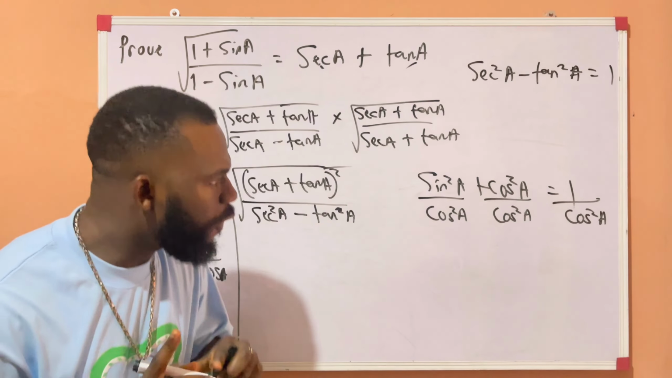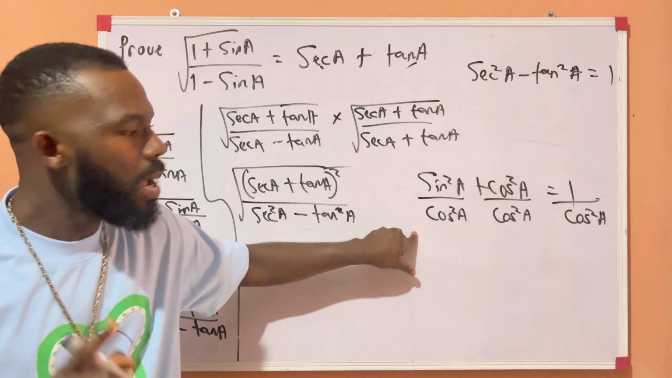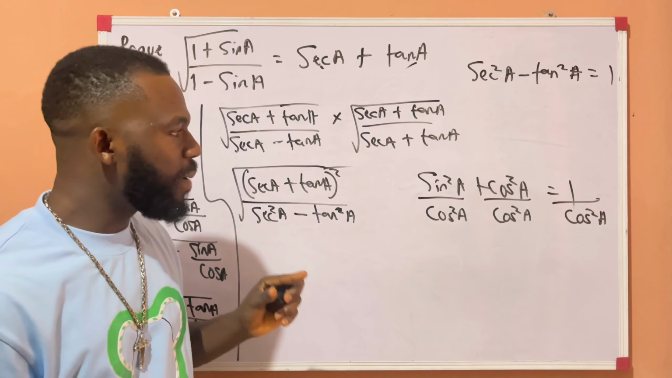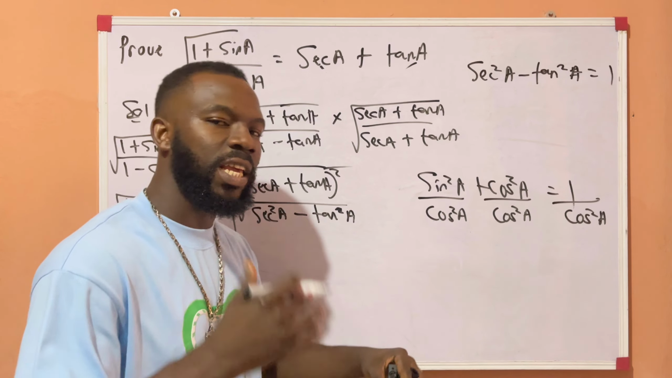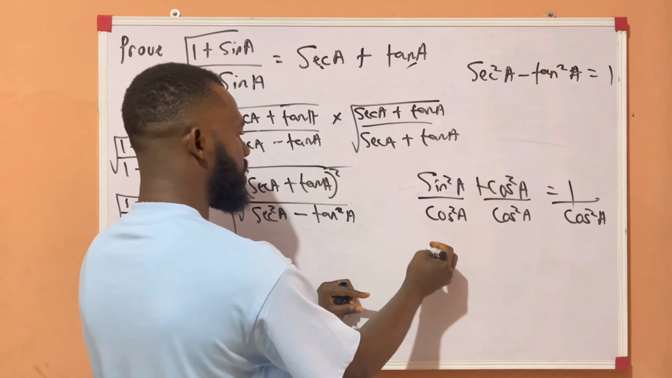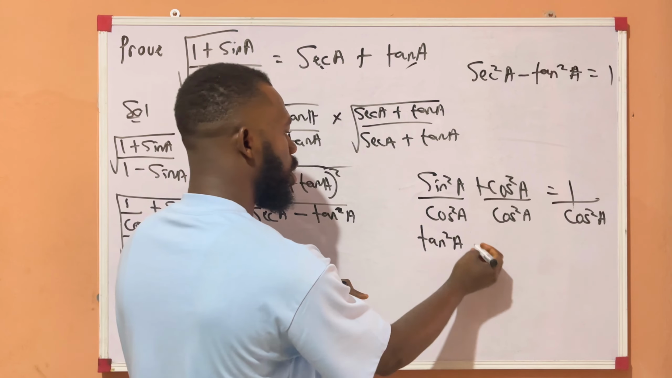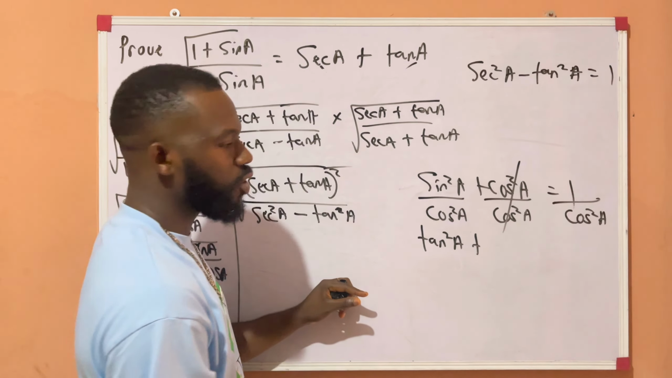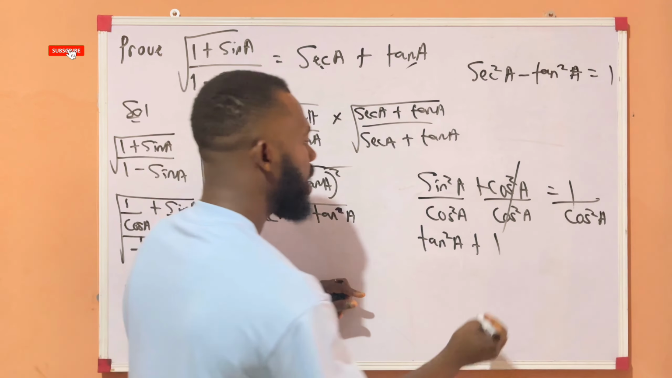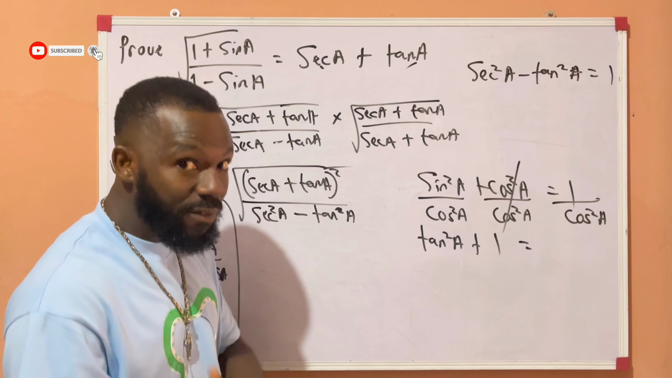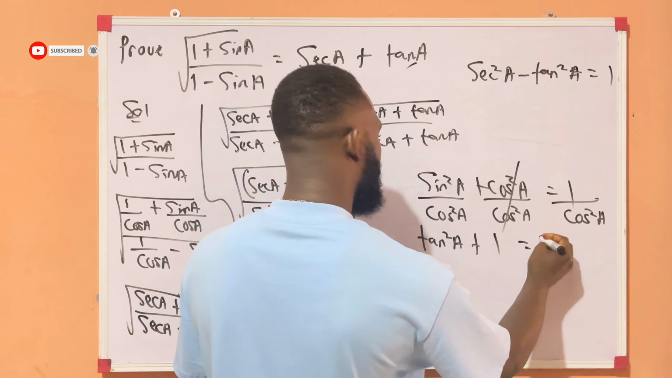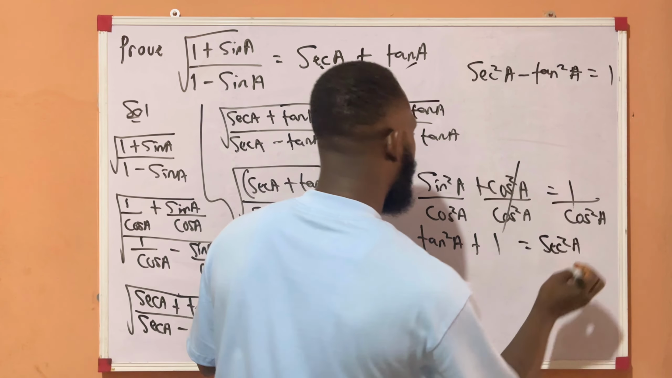Now don't forget we said sin over cos is tan. But because of the square that is carried, it means sin square A over cos square A gives us tan square A. So here becomes tan square A, right? Plus, now cos square A cancels out cos square A, we have 1 over cos square A, which is sec square A. So here becomes sec square A.